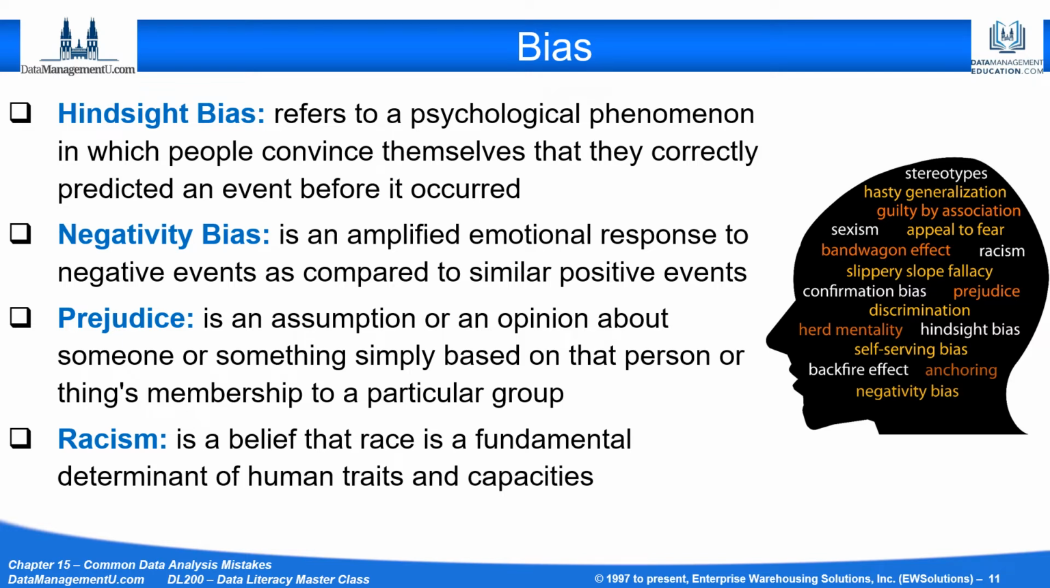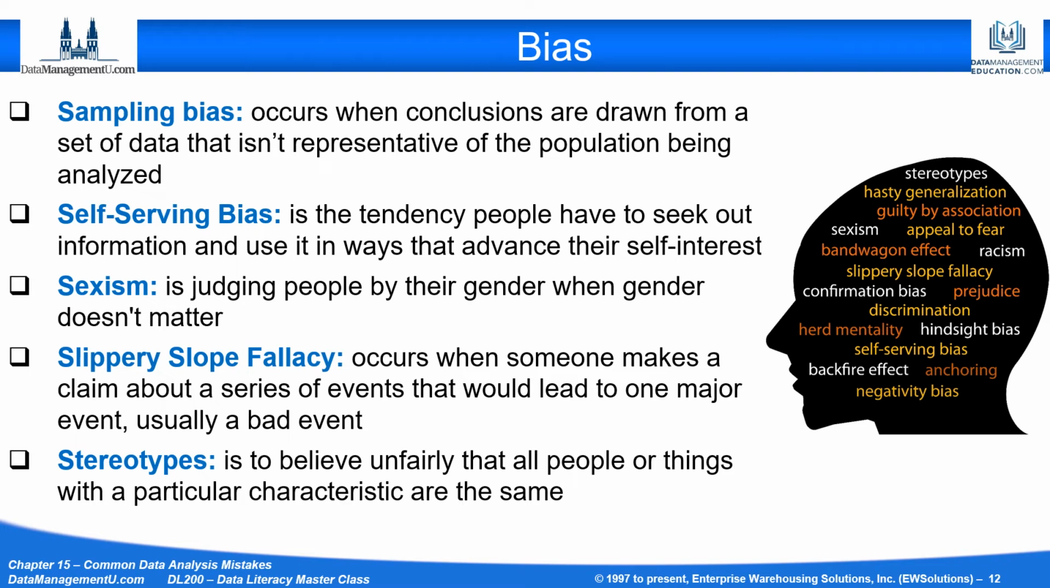And these are all types of bias that we want to remove anytime we're working with data. Sampling bias occurs when conclusions are drawn from a set of data that isn't representative of the population that we are analyzing. Classic problem that we see. Next, self-serving bias. This is the tendency people have to seek out information and use it in ways that advance their self-interest rather than letting the data drive the decision.